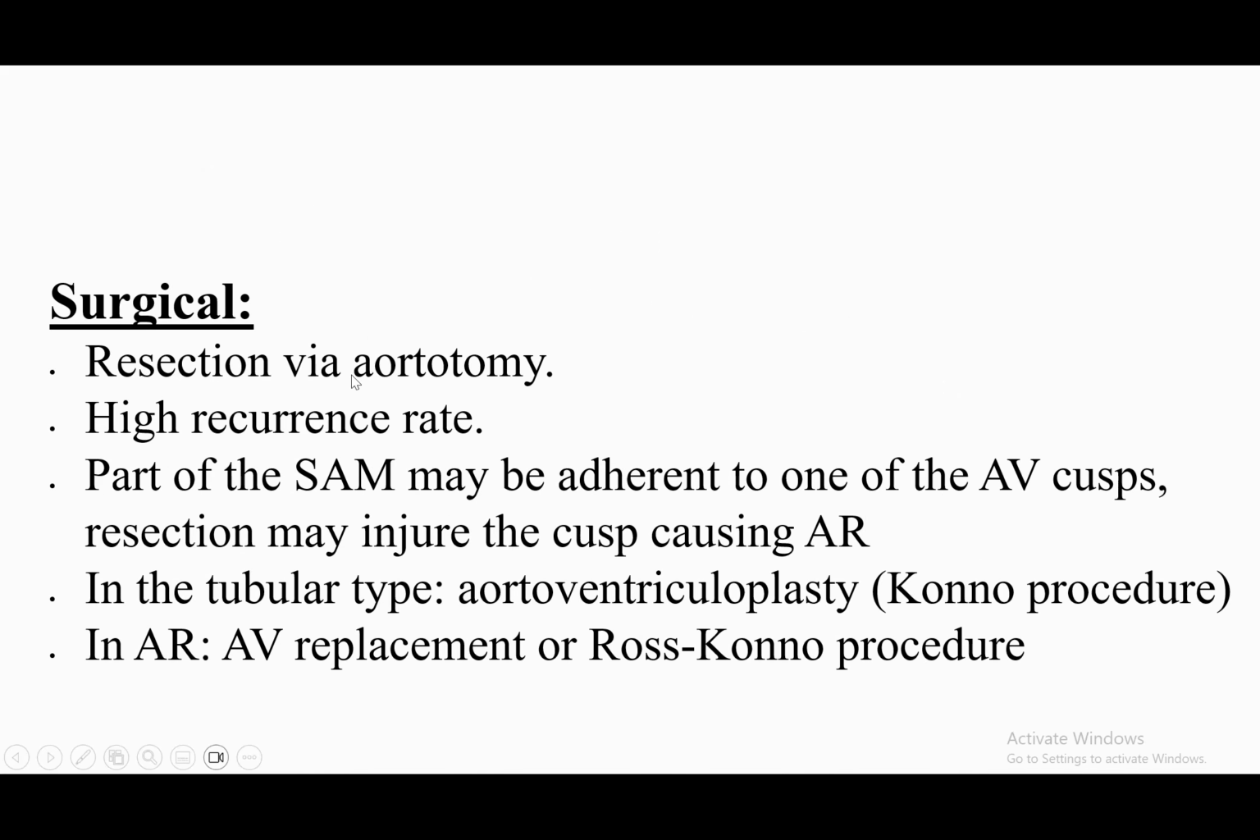A resection via aortotomy. It's a simple operation unless a complication occurs. High recurrence rate. Part of the SAM may be adherent to one of the AV cusps. A resection may injure the cusp, causing aortic regurg.